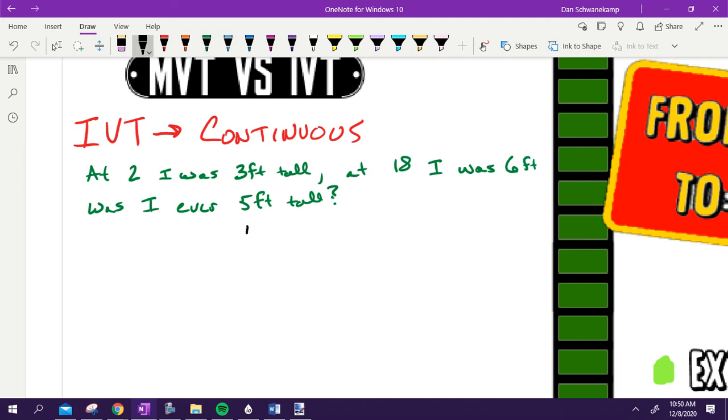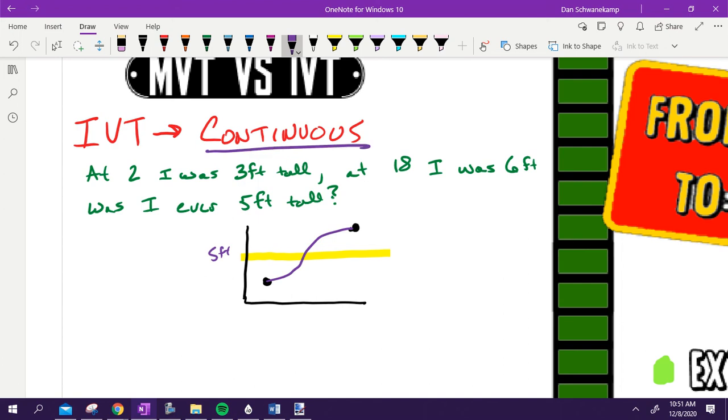Just drawing a graphical representation of that. You've got a point. You've got another point. Can I connect those 2 points without going through that line right there? If this is 5 feet tall, there is no way to get from there to there without crossing it somewhere. You have to cross it as long as I'm continuous. If I'm continuous, I've got to cross that. That is IVT.